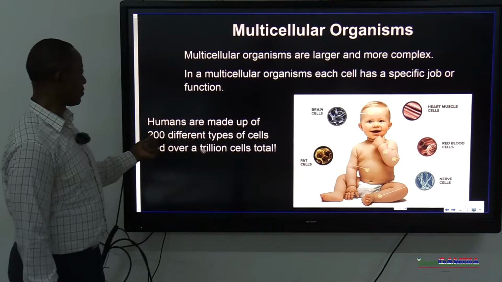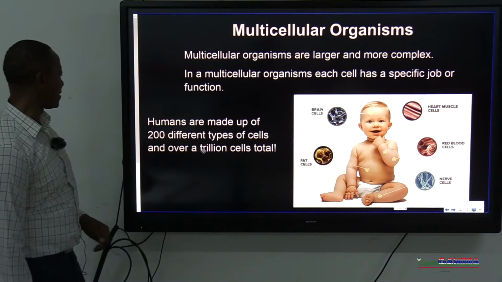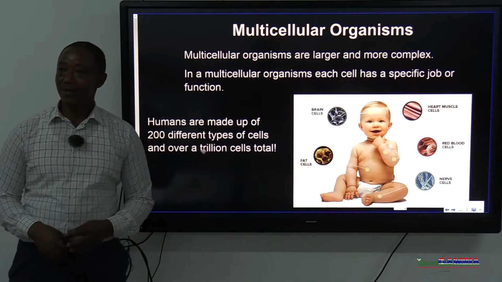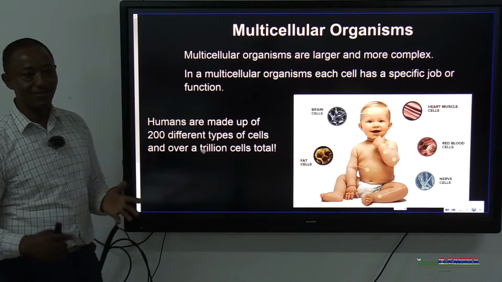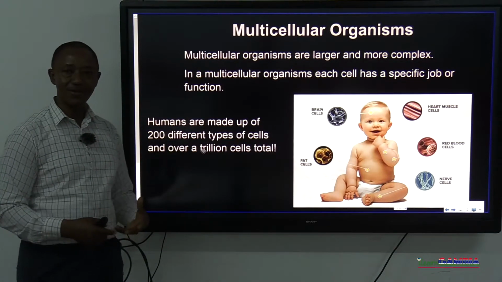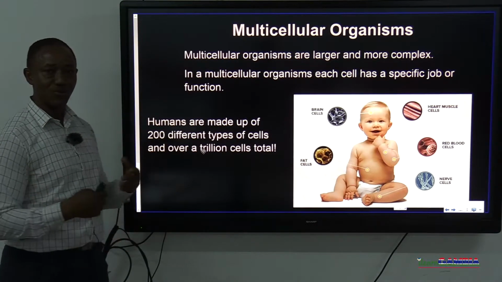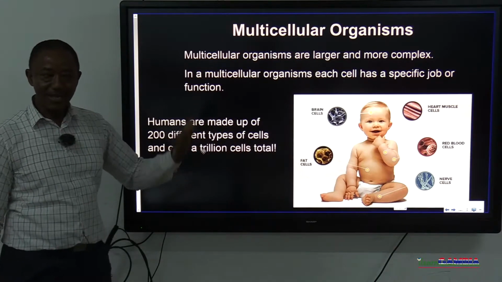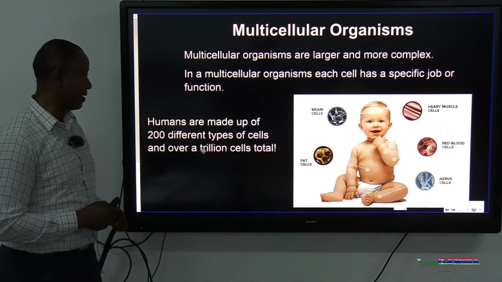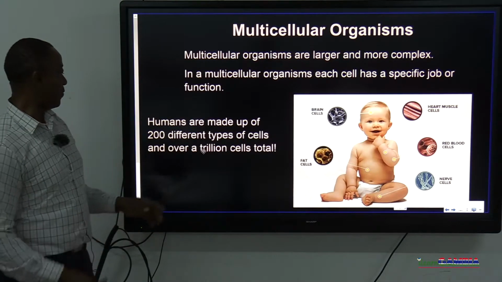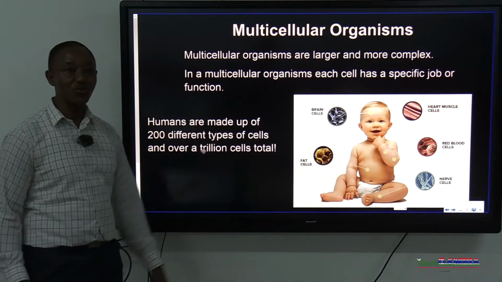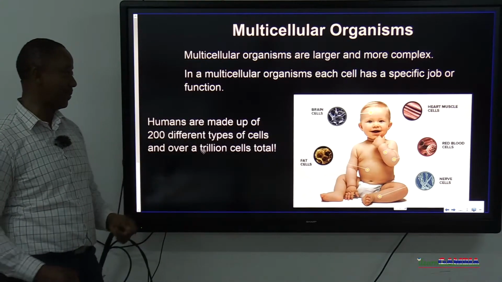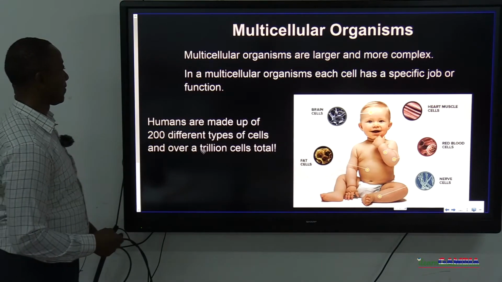Humans are made up of over 200 different types of cells and over 1 trillion cells in total. All right, if you know your mathematics, when you look at numbers, units, tens, hundreds, thousands, and you go to millions, billions. Now we're talking about trillions, and scientists have a way of calculating things and estimating things. When we say trillions, that means it's a huge number. Somebody might be asking, well, how were they able to count all those cells in the body? That's another lesson for another time.